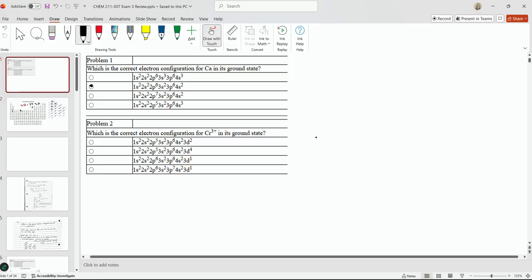So what would be the correct configuration for this? Here we just count. Whatever the number of protons is, 21, we're just going to add that up and see which one is the correct answer. 2 plus 5 plus 2 plus 6 plus 2 plus 2, which is 21. So the first one is the right answer, right? But let's try.